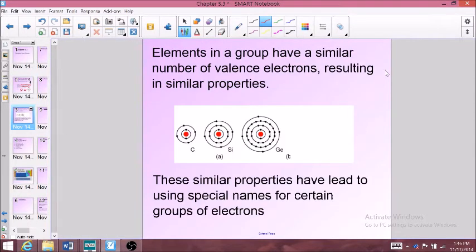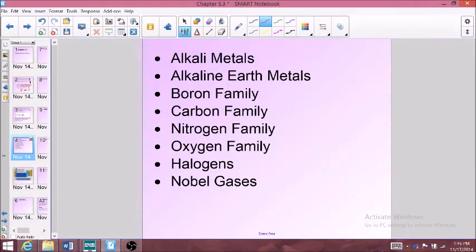And this is important because the elements in a group have the same number of valence electrons, which result in similar properties. So carbon, silicon, and germanium are all very different elements, but each of them has 4 valence electrons, and because of this, they have very similar properties in terms of reactivity especially. So these similar properties have led to special names for certain groups of elements. So we've already talked about how the periodic table is grouped into metals, nonmetals, and metalloids, but even within those groups there are smaller groups, and those groups are the alkali metals, alkaline earth metals, the boron, carbon, nitrogen, and oxygen families, the halogens, and the noble gases.